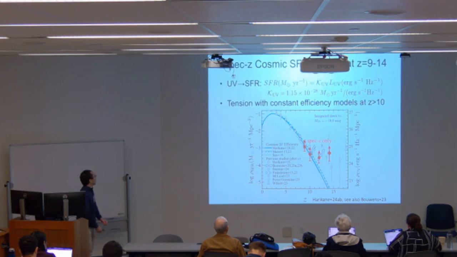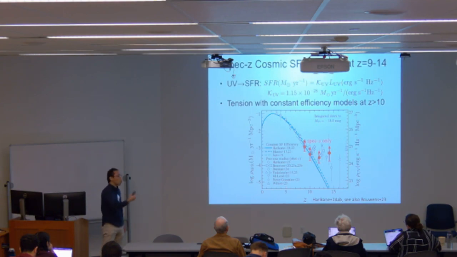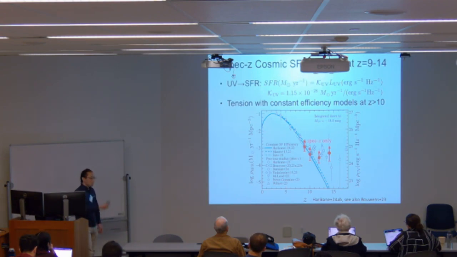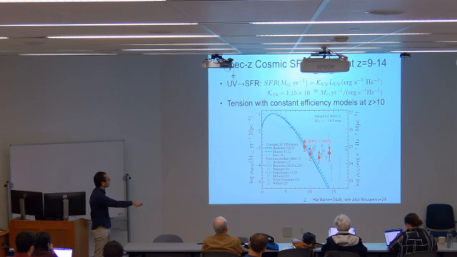Then we calculate the star formation rate density, or the UV luminosity density. Here we assume the Salpeter initial mass function. This figure shows the star formation rate density as a function of redshift. This red data point shows the lower limit of the star formation rate density, counting only the spectroscopically confirmed galaxies. So even with the spectroscopy, we're still finding a tension between the JWST observations and the model predictions.